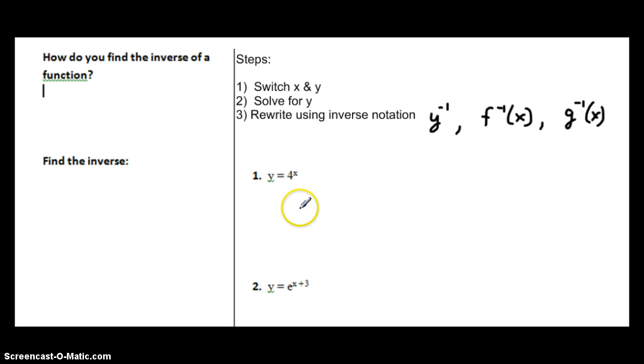Alright, so our first one, number 1, is y equals 4 to the x. So my first step, I'm going to switch x and y. And the only thing that moves is x and y. Everything else stays in the same place. So not a lot of parts to this equation. So this x moves here to y. That y moves to that x. And now you have to solve for y.